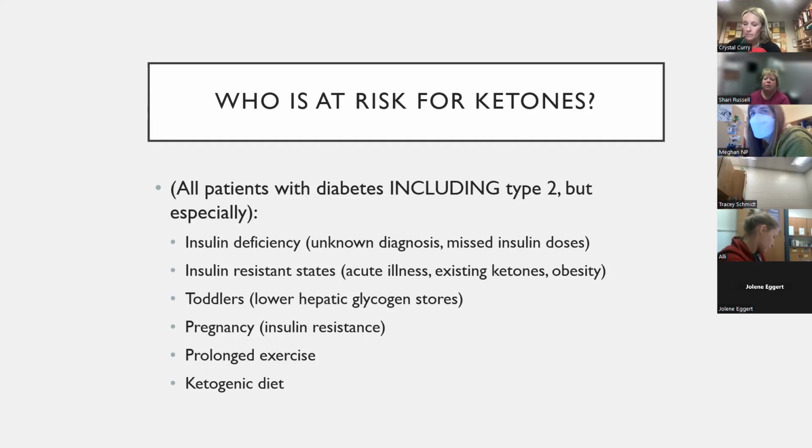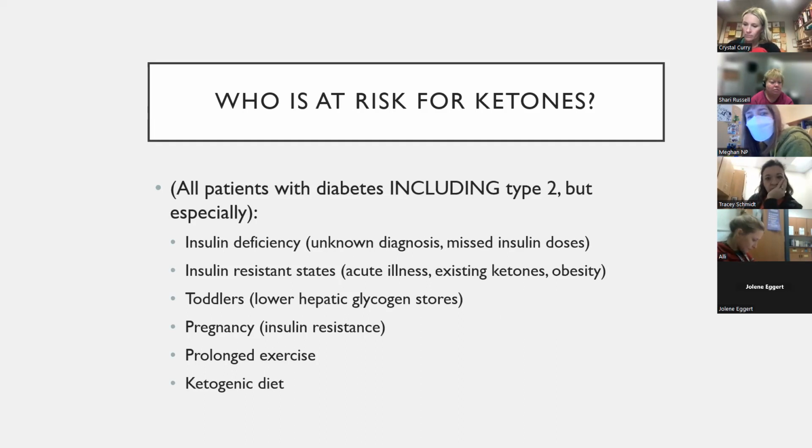Who is at risk for ketones? This would include all patients with diabetes, including patients with type 2. It is harder for patients with type 2 to produce ketones because they do often have a little bit of endogenous insulin production, but they also have higher insulin resistance. So they can definitely still develop ketones.